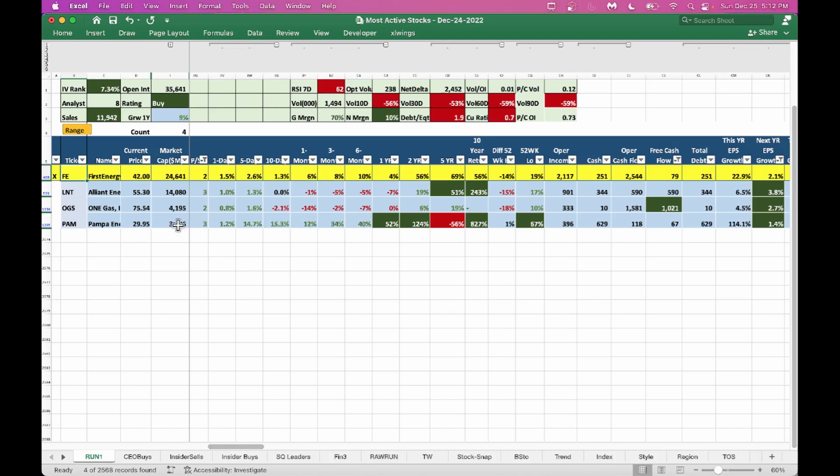Pampa is a little bit lower market cap, 3 billion. So I would probably not add it to my long-term portfolio because of the lower market cap here. A little bit riskier, but we got L&T. You could probably look at this L&T and add that to your portfolio.